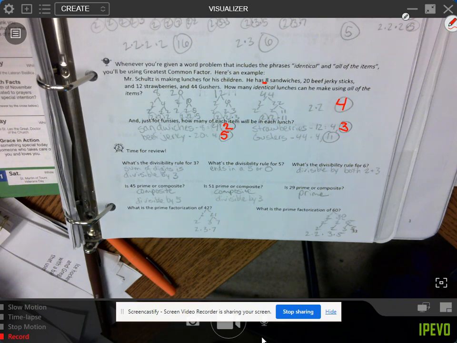And there are 44 gushers, 4 lunches, so 4 times 11 equals 44. So every lunch gets 11 gushers.